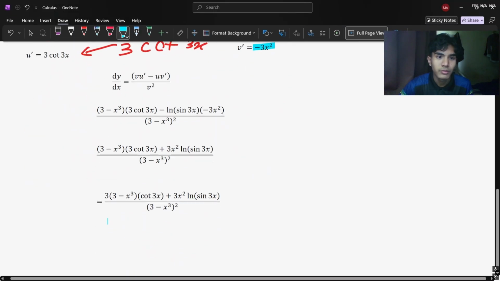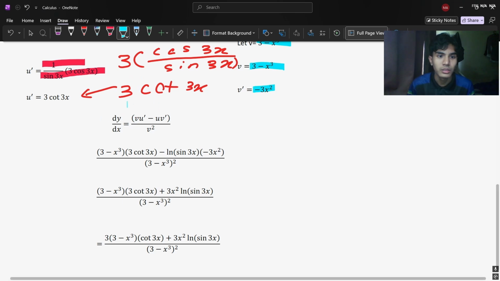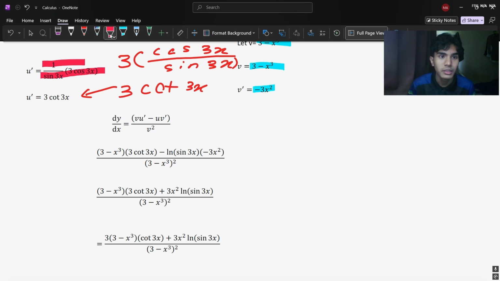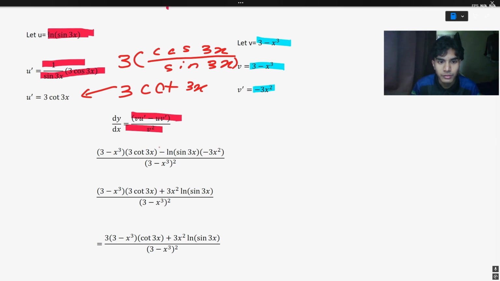Alright, then we will be putting all the functions into the equation. Over here we have a minus sign, and then minus 3x squared, so it will become positive eventually. So it will become 3 minus x cubed times 3 cot 3x plus 3x squared ln sine 3x, over 3 minus x cubed to the power of 2.